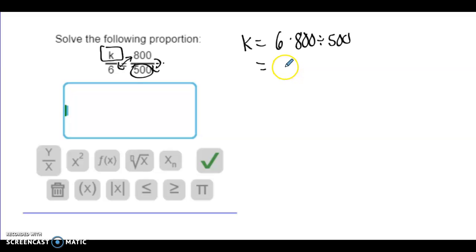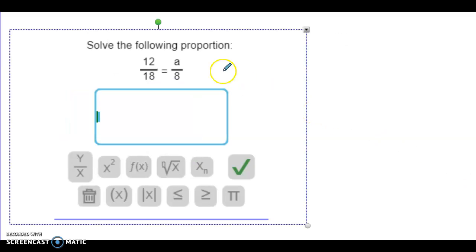So 6 times 800 divided by 500 equals, my calculator says 96. So 96 is the solution for this proportion. 96 over 6 is equivalent to 800 over 500. Next example, moving right along.